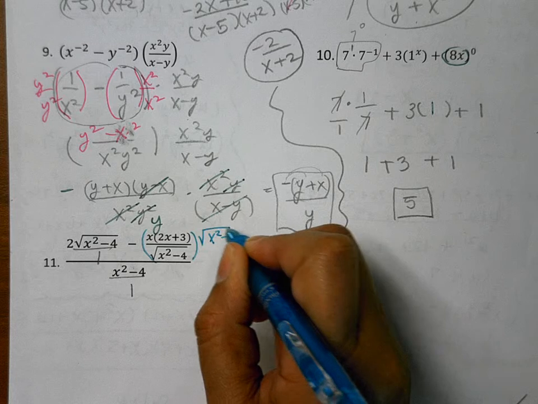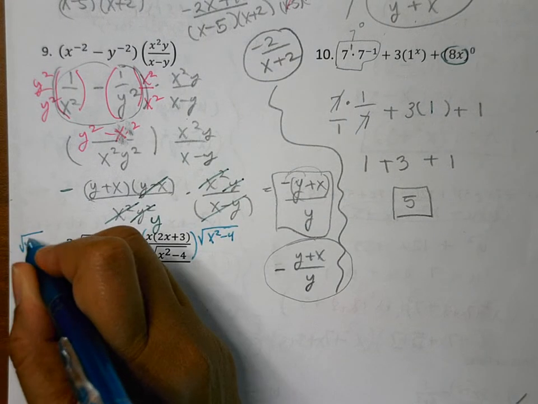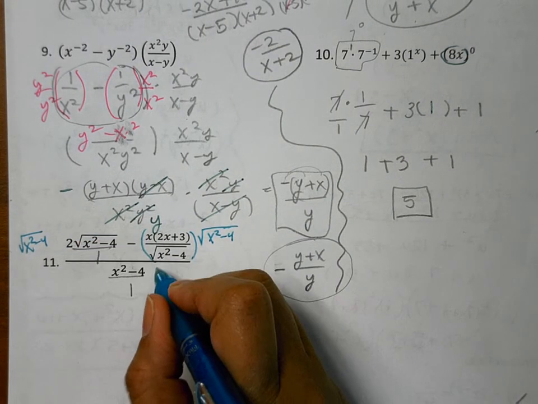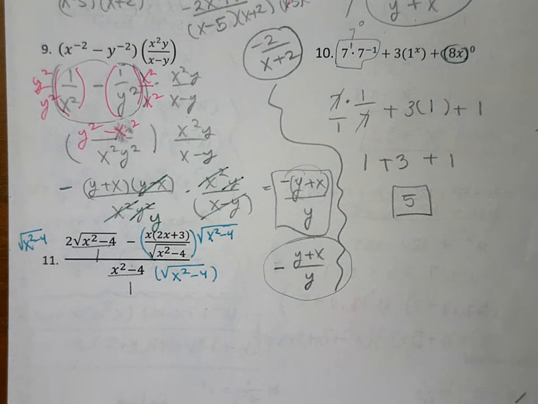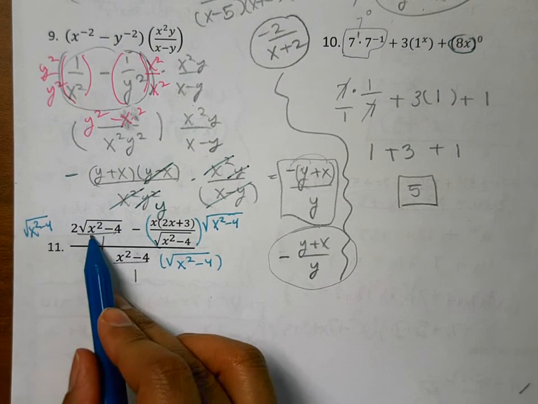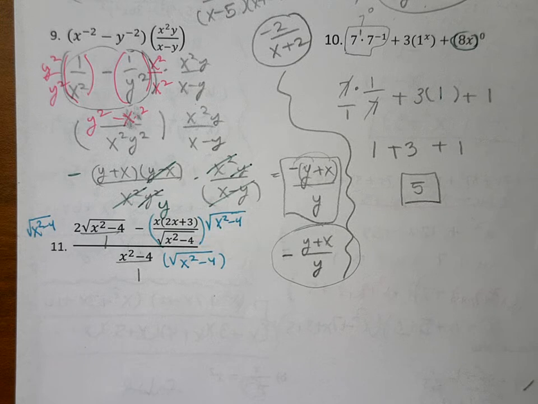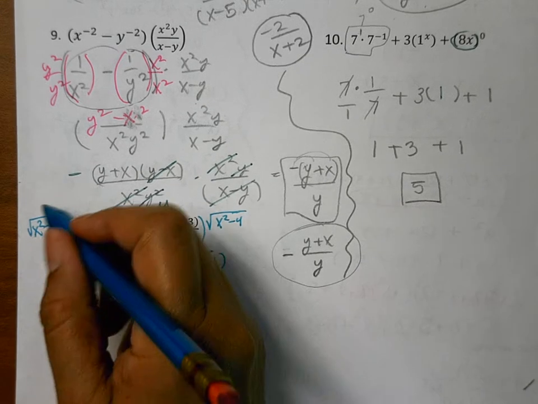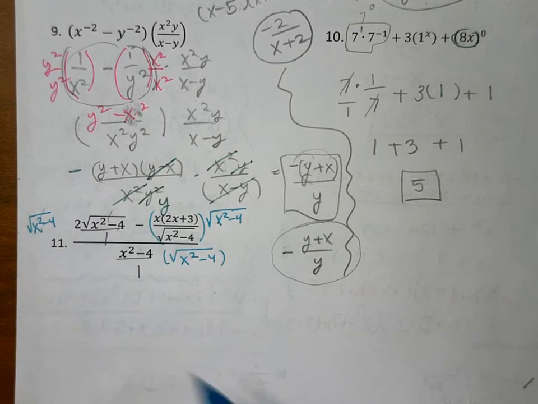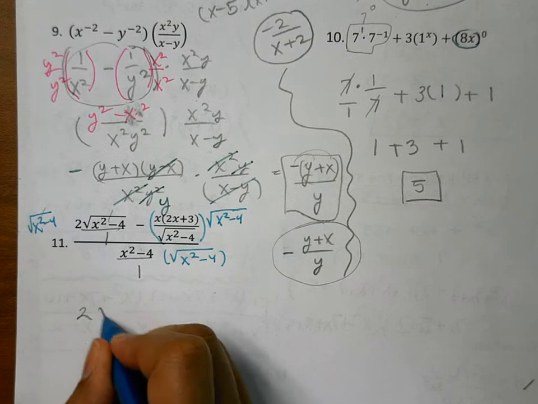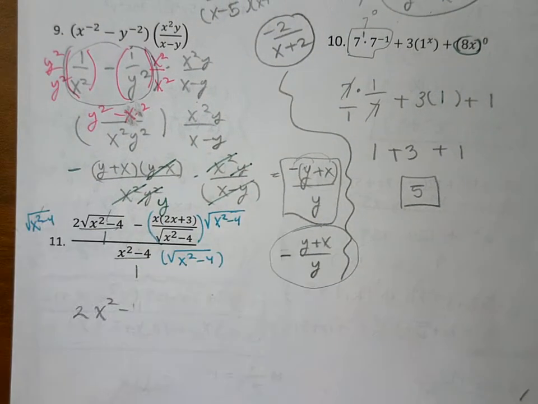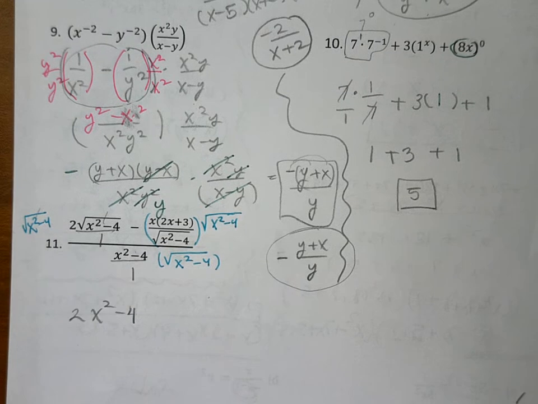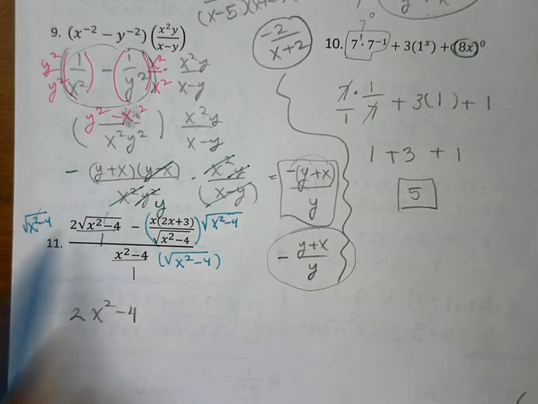Multiply everything by what? By x squared. The square root of? X squared minus 4. Okay, the square root of x squared minus 4 and the square root of x squared minus 4. All right, first one, what happens? The whole kids will say, "Oh, the whole thing is gone." No, the roots cancel it out. So I'm left with 2, and then the x squared minus 4.